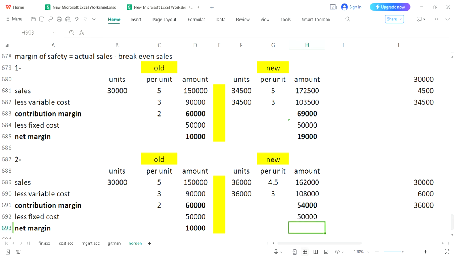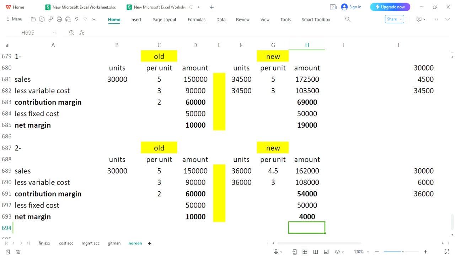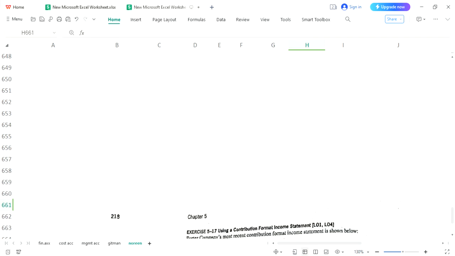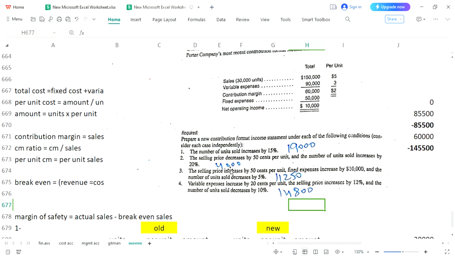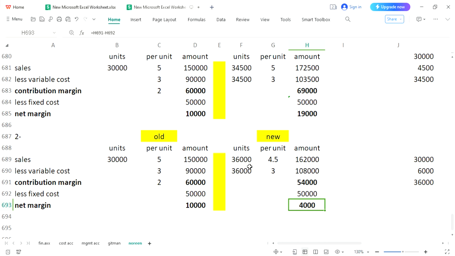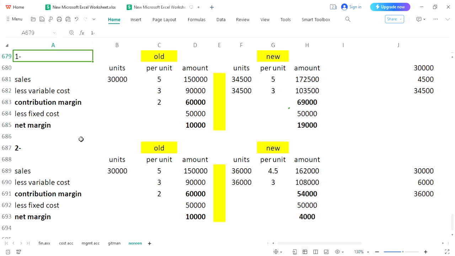Now we are open to calculate our net margin by subtracting fixed cost from contribution margin. Your contribution margin is 54,000 and you will subtract your fixed cost, which is 50,000. So this way you have calculated your net margin. Let it be checked. So second part we have solved and 4,000 is your answer, and here 4,000 is your answer. So second part is completed. First part we have solved in this way.